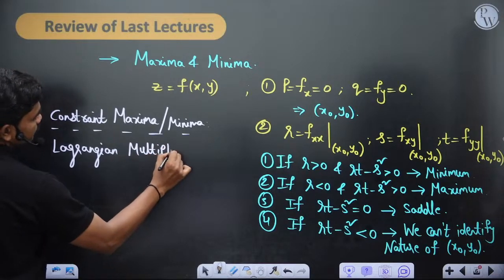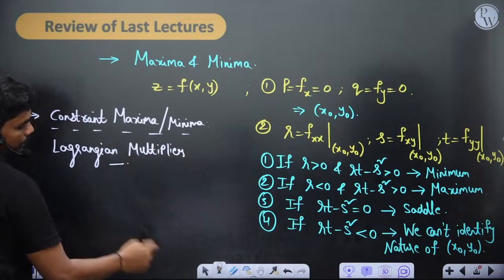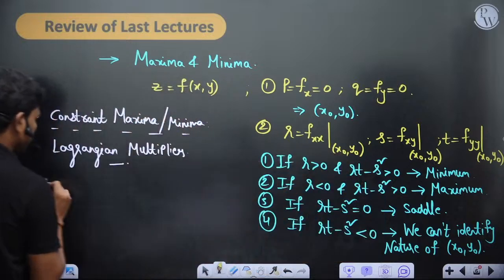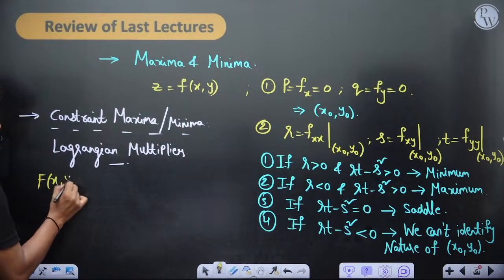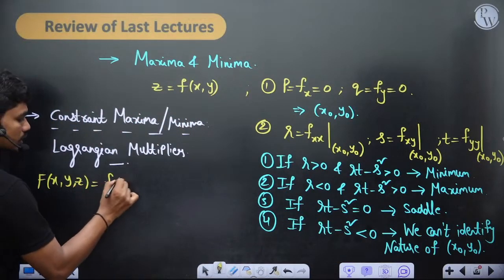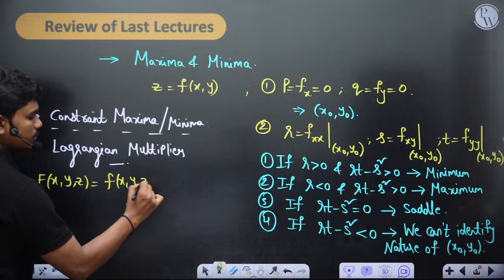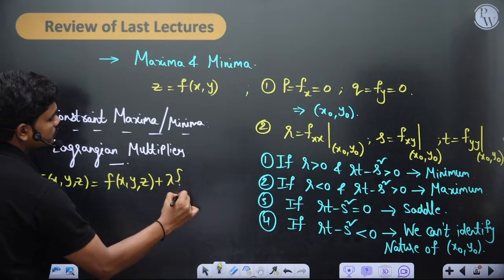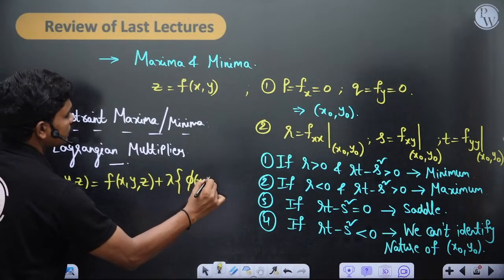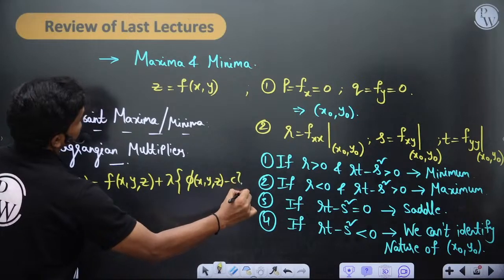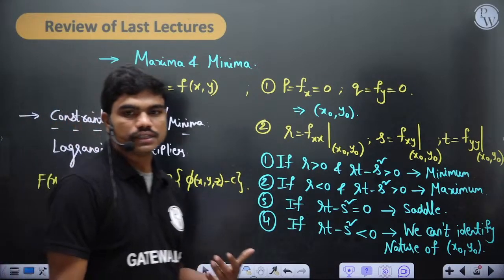So we have seen the working procedure for this, and we have solved an example as well. We first form this function capital F of x y z, which is the function to be optimized, either maximum or minimum, plus lambda times the constraint function, which is phi of x y z minus c. This is the function, and we work out with this particular function.